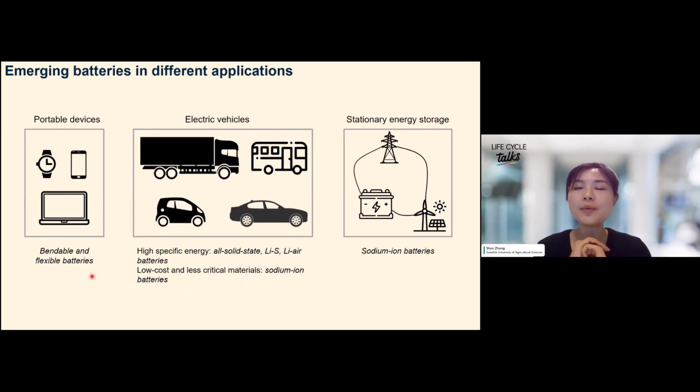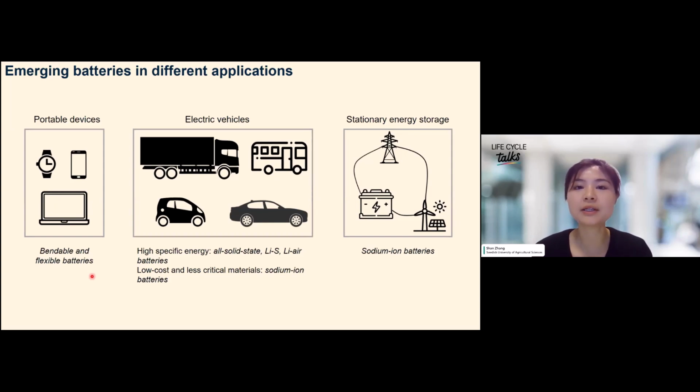It's very important to consider their environmental performance at the early development stage, so the battery design can be modified to prevent unintended environmental consequences.